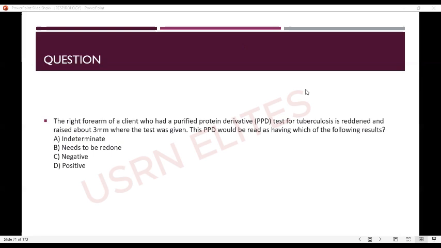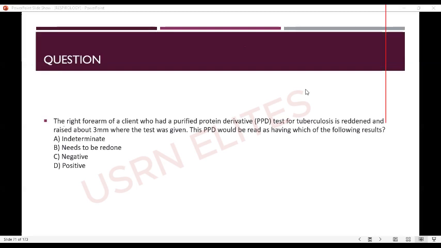It's negative. So to make it easier, and so there will be no confusion, we are going to use two things: redness and induration. But to diagnose the patient, we are focusing on the induration, not the redness. Redness does not give any clue. It's just redness, and it's negative. We should rather see the induration to diagnose the patient. I'm sure you are okay now.